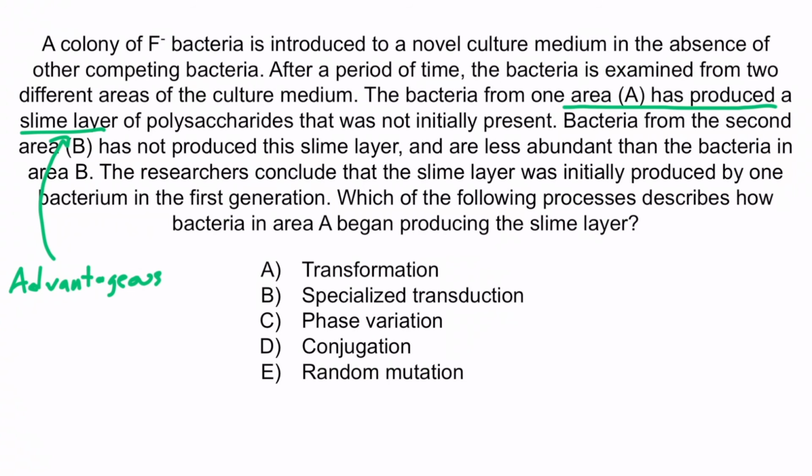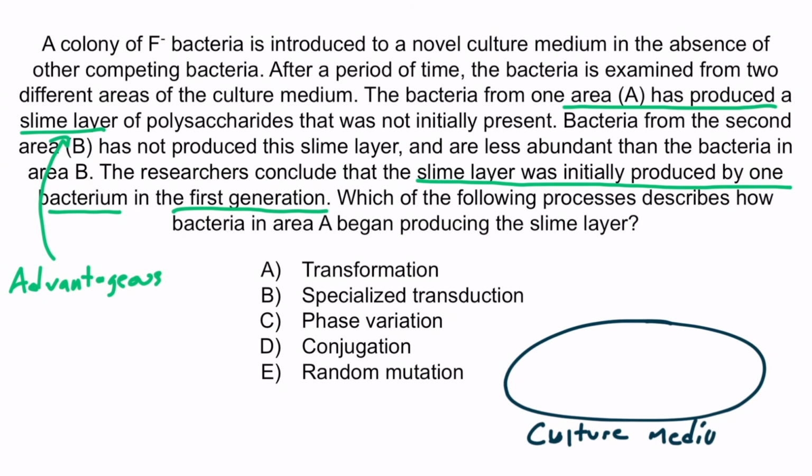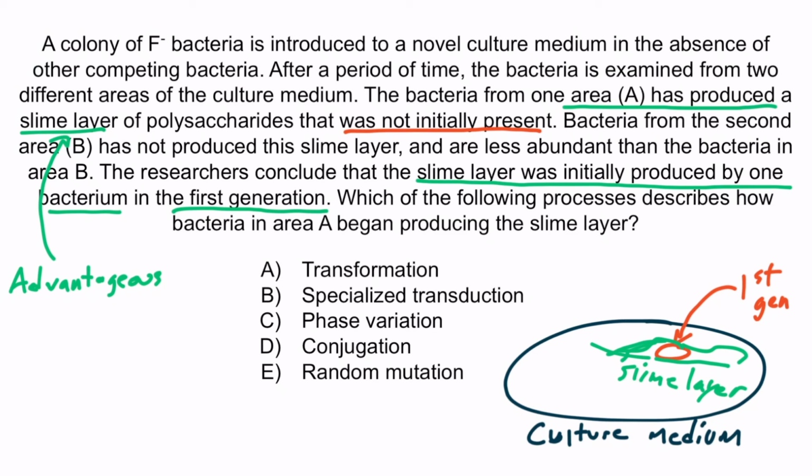The next thing you may have noticed is that this change occurred in one bacterium, because the slime layer was initially produced by one bacterium in the first generation. In other words, we've got this culture medium, and a bacteria is placed in it. This is the first generation, and it didn't have a slime layer at first, and that's explicitly stated in the question stem. The slime layer of polysaccharides was not initially present. But one of these bacteria within this first generation produces it, and it gave the bacteria an advantage.